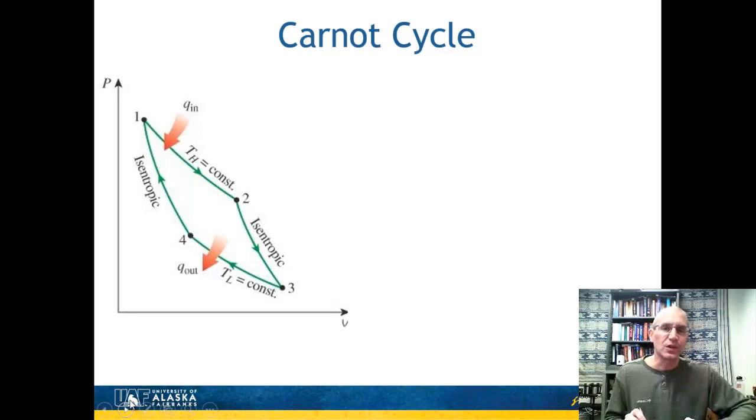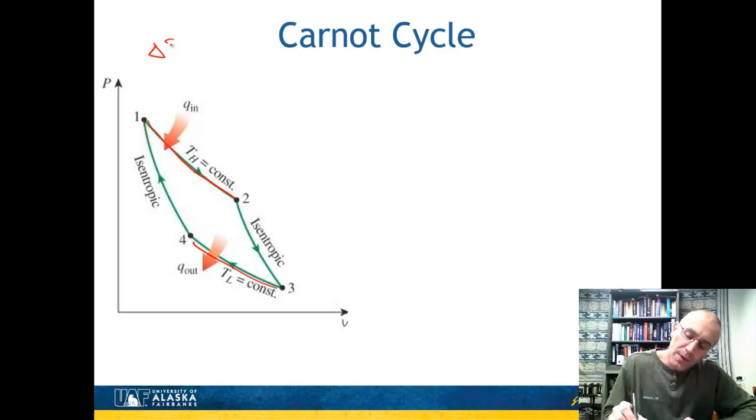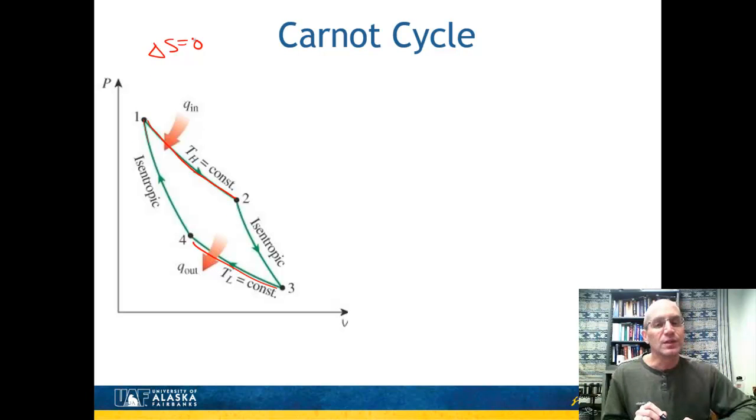All right, let's discuss the Carnot cycle. Now, remember, the Carnot cycle is this ideal cycle that has 4 steps. It has 2 constant temperature steps, which in this diagram are 3 to 4 and 1 to 2, and then 2 isentropic steps, which are 4 to 1 and 2 to 3. Isentropic, remember, means delta S is equal to 0.